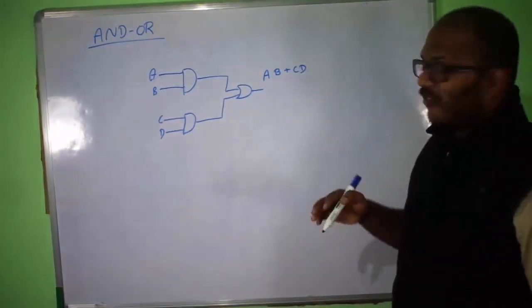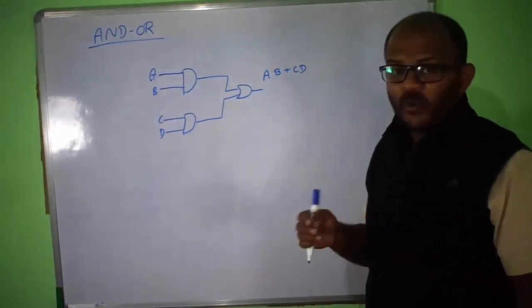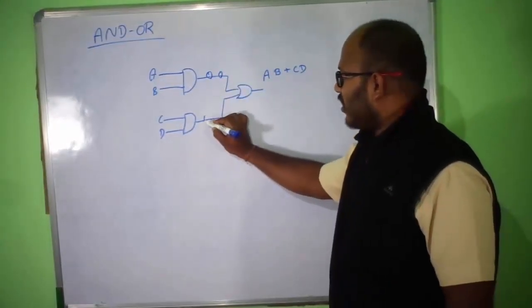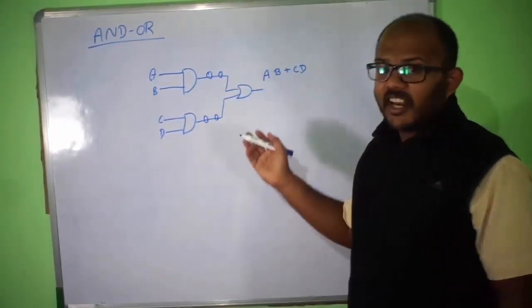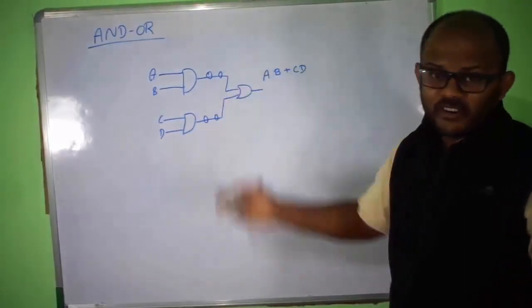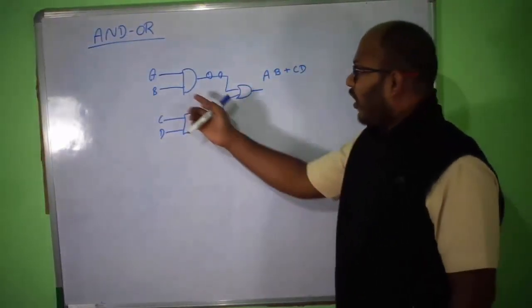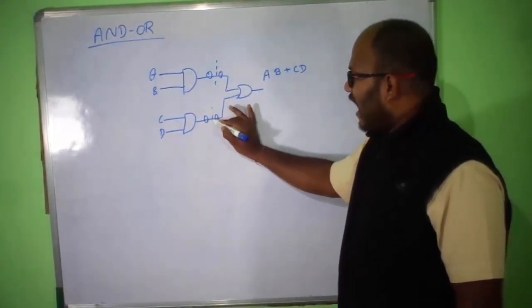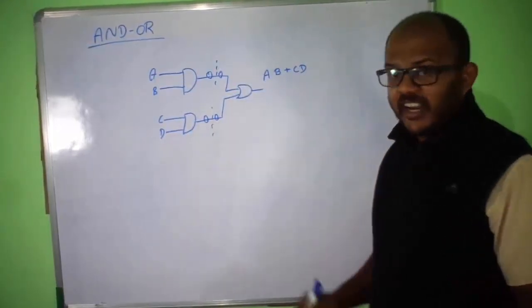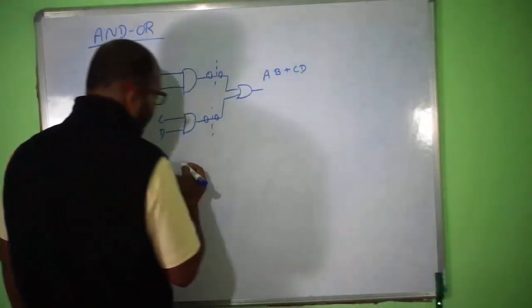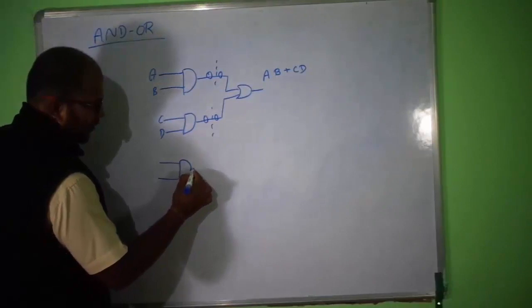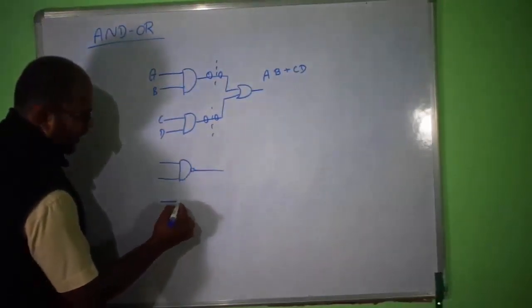In order to use only NAND gates or NOR gates, I introduce two inverters. Is there any problem? No, right? I introduce a buffer. Now, what is AND followed by a NOT gate? It is a NAND gate, right? So you will get a NAND gate here, and here also you will get a NAND gate.